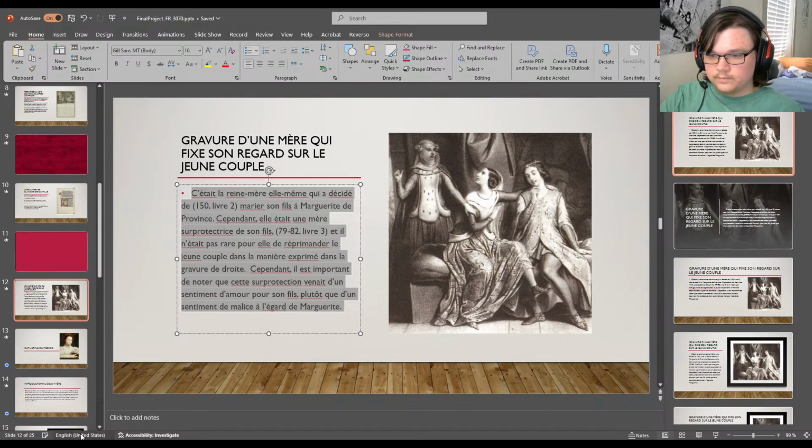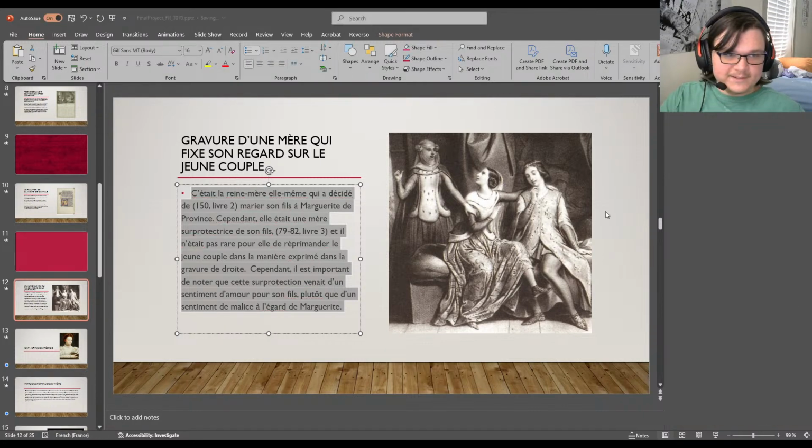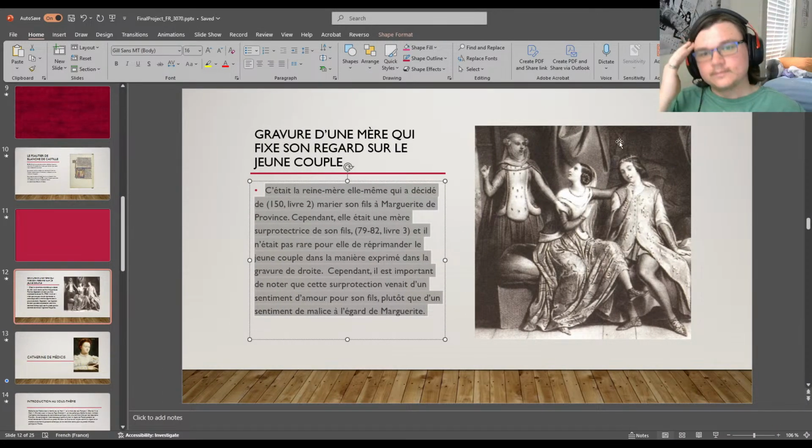See, that's way better. But this randomly switched it back into English when I didn't have it in English for no good reason. Who knows? I certainly do not.